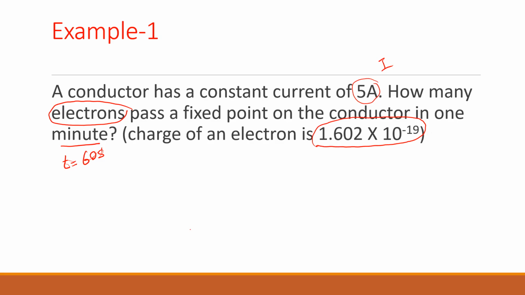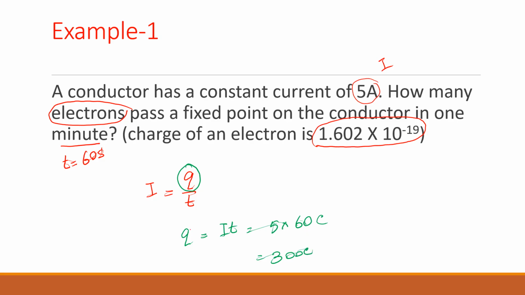So let's use the previous equation. Q over T is equal to the I. And if we can find the Q, the charge, we will be able to find the number of electrons. So let's make the Q the subject. So Q is equal to I times T. I is 5 amps and T is 60 seconds. So the charge in coulombs is 5 times 60, which is 300 coulombs.